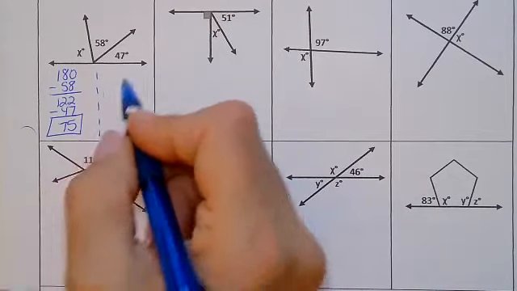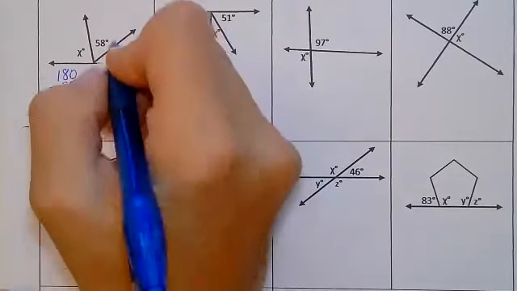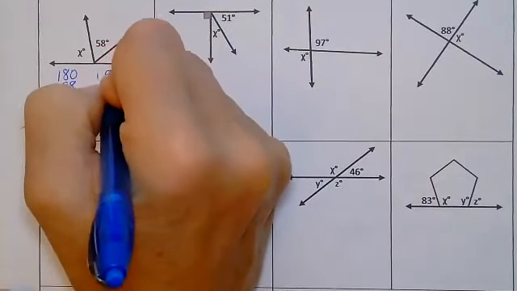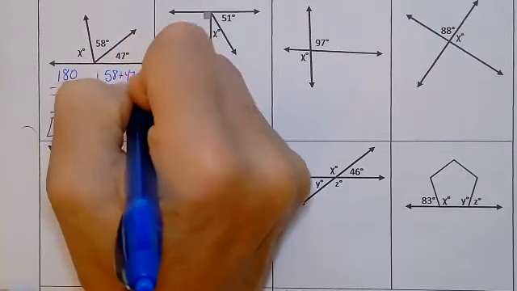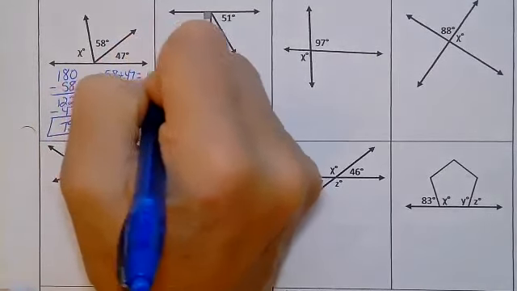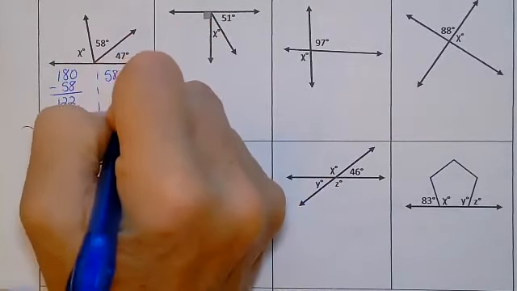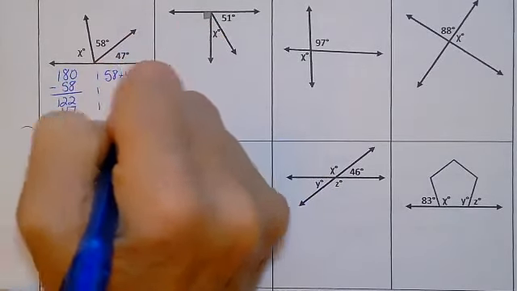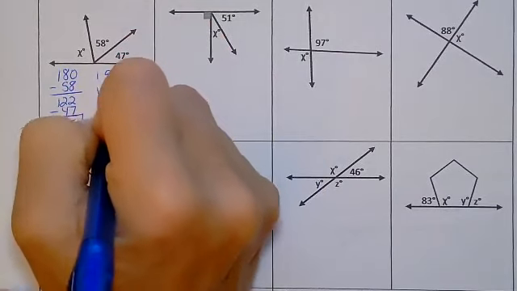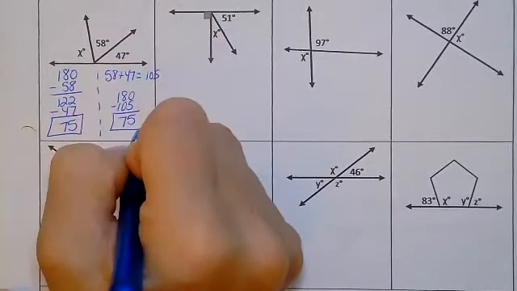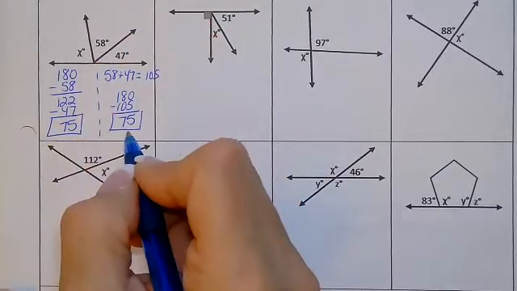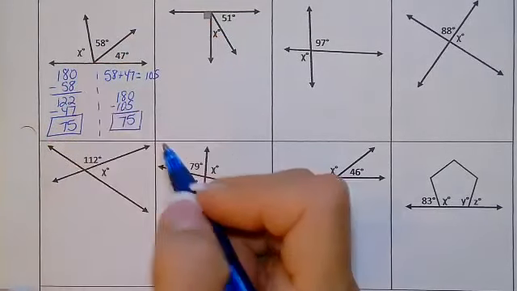The other way to do it is to add these two together. 58 plus 47 equals 105. And then subtract that from 180, which is again 75. So two different ways to find that missing measure.